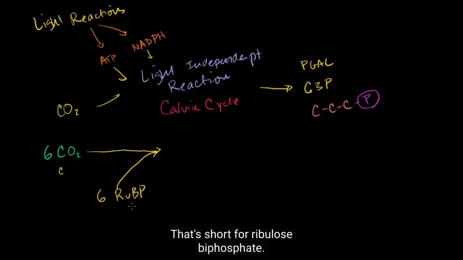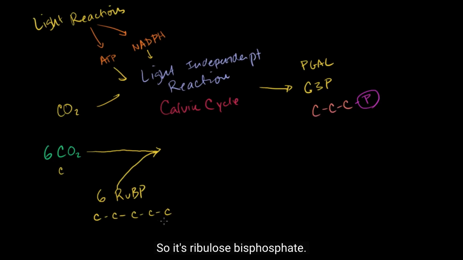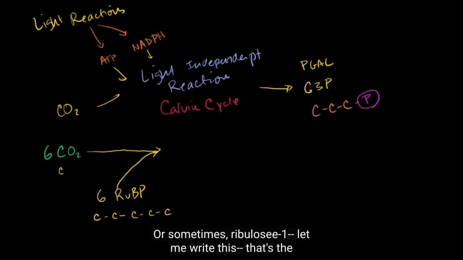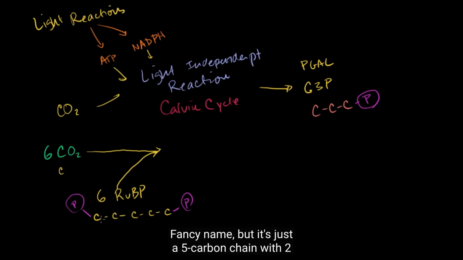That's short for ribulose biphosphate, sometimes called ribulose 1,5-biphosphate. And the reason why it's called that is because it's a 5-carbon molecule, so 1, 2, 3, 4, 5. And it has a phosphate on the 1 and 5 carbons. So it's ribulose 1,5-biphosphate. We have 2 phosphates. Fancy name, but it's just a 5-carbon chain with 2 phosphates on it.